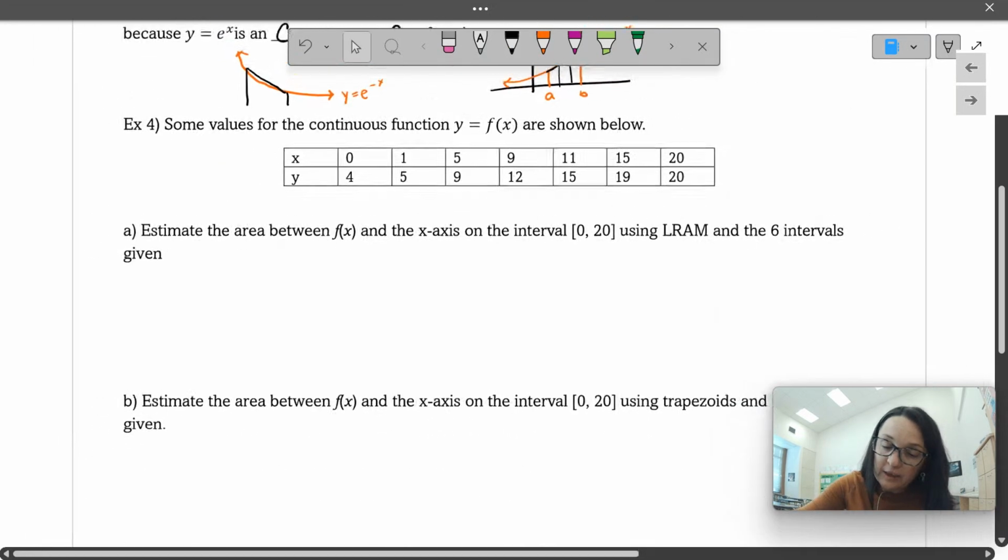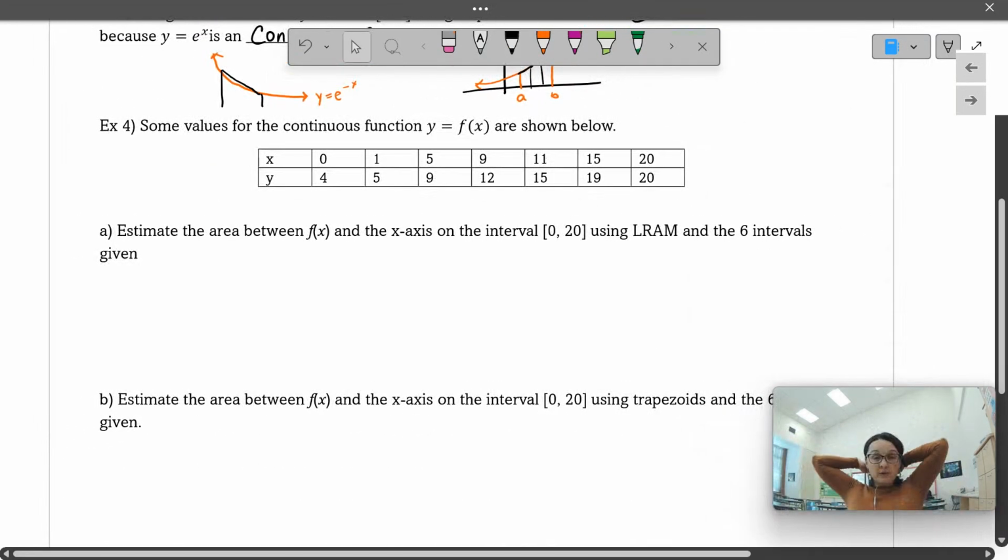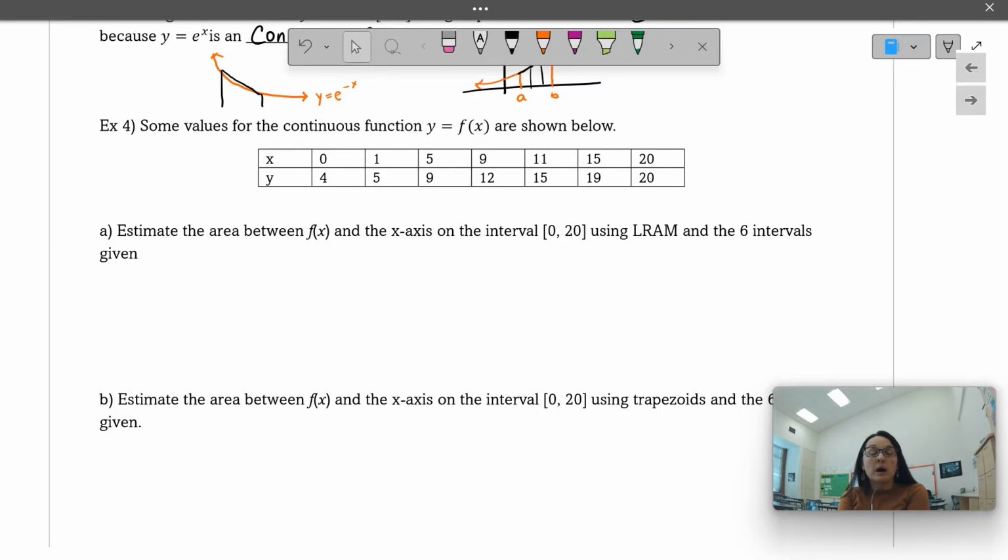All right, last thing. Let's talk tables. So just like in the other one, we usually use RRAM, LRAM, MRAM, and now trapezoids when we have data in tables. Because guess what? When we have actual functions, we can find exact area. We'll get to that. But if I don't have actual functions, all I got is data values, I'm going to have to use an estimate. And to use that estimate, I'm going to need trapezoids or rectangles. That's just the way it goes.